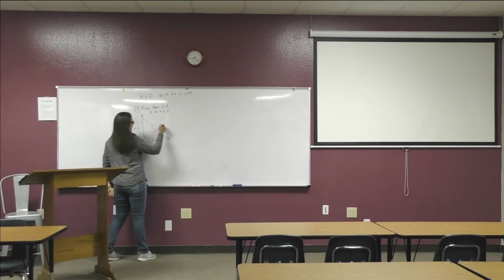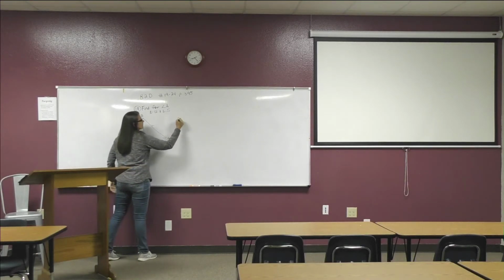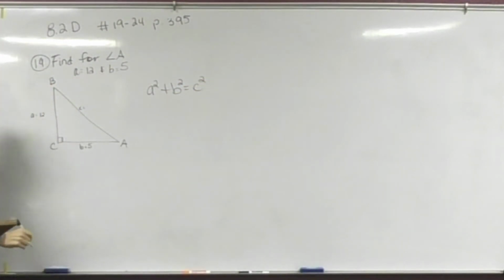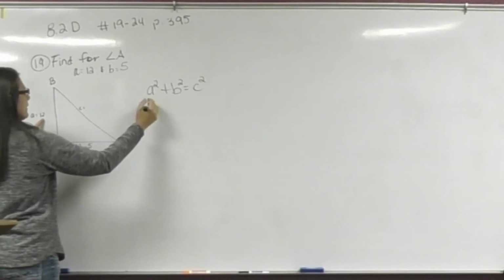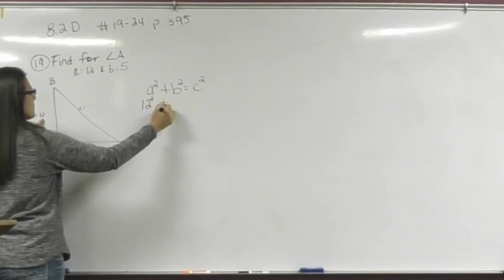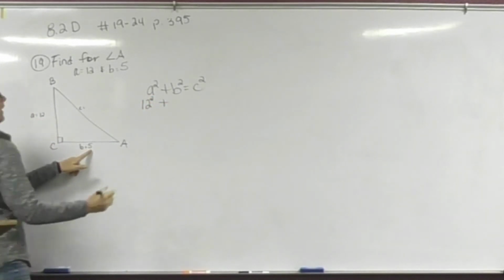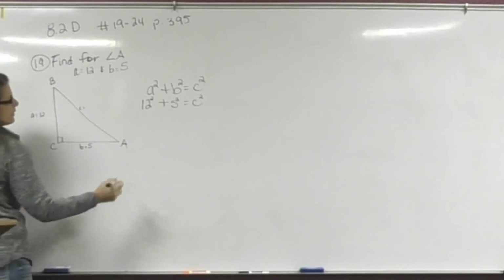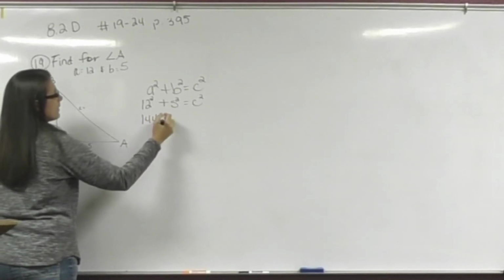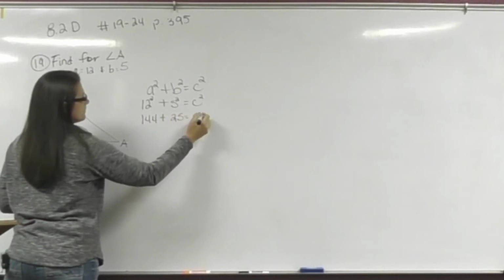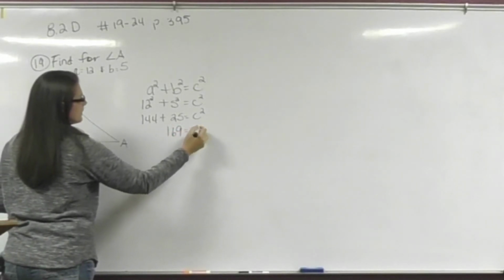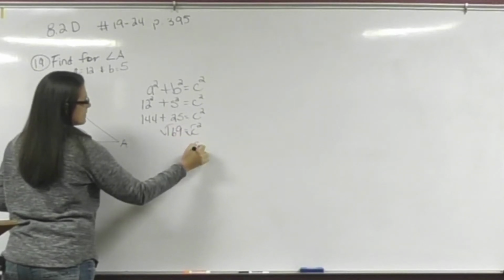So to find this missing side here, we start with the Pythagorean theorem. We substitute 12 in for A, so that's 12 squared, plus 5 goes in for B, 5 squared equals C squared. 12 squared is 144. 5 squared is 25. And this is 169. And I square root both sides. C equals 13.